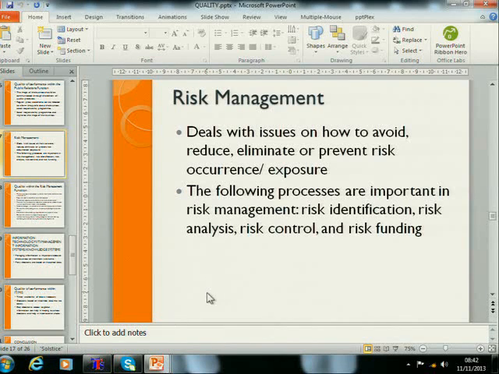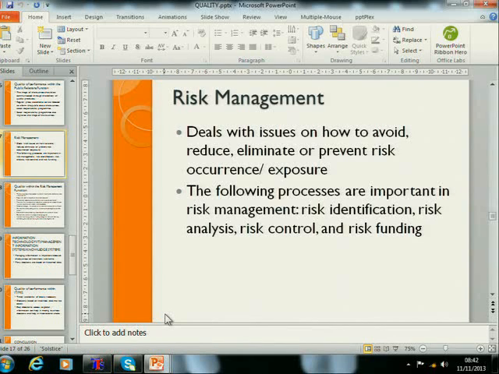Risk management. This is a function which was not standing alone, but because of King Code, it was recommended that it stands alone. So what does it do? It deals with issues of how to avoid, reduce, eliminate, or prevent risk occurrence or exposure. The following processes are important in risk management: risk identification, risk analysis, risk control, and risk funding.